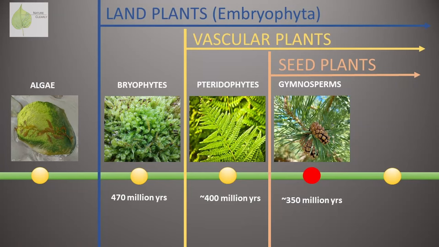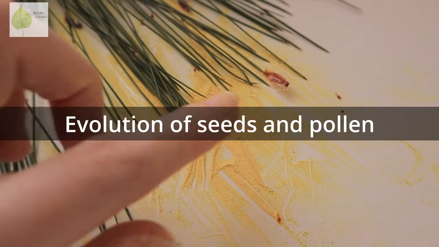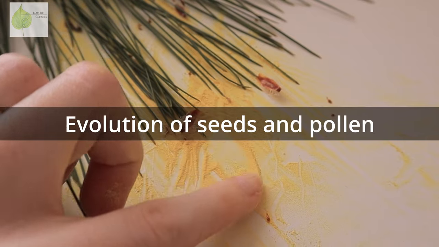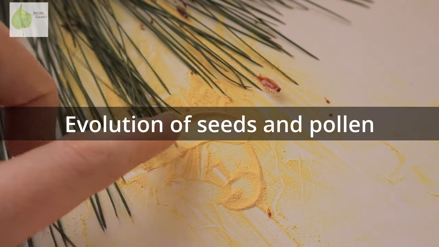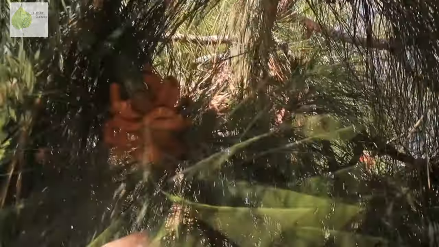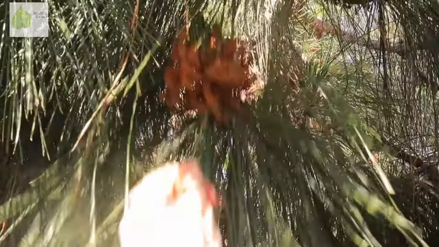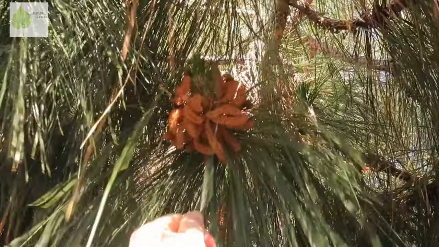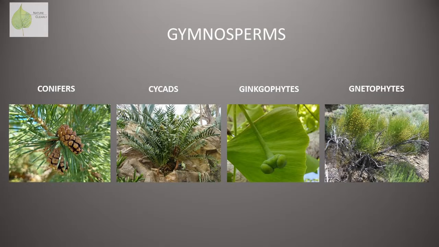About 350 million years ago, the seed plants first appeared. Production of seeds is a critical feature that brings plants many advantages. Also, the evolution of pollen at this point means that sperm can be transported to eggs within pollen grains by wind or pollinators, thus plants that produce pollen do not rely on water for their reproduction. The first group of seed plants are the gymnosperms. Gymnosperms include conifers, cycads, ginkgophytes, and gnetophytes.